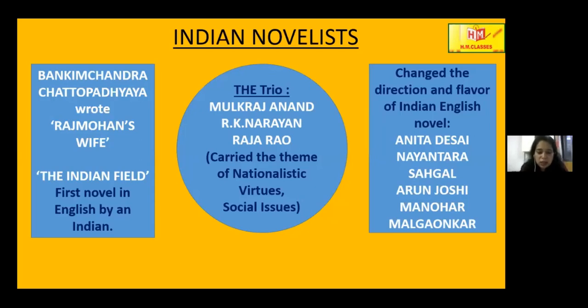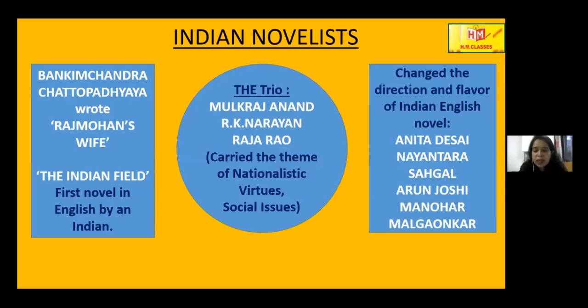So these three writers, whatever and whenever they wrote, had a basic theme of nationalism because that was what we were fighting for, our freedom. So most of the writers, whatever they wrote, carried the basic message of freedom or nationalism, or else it was social issues. Social issues meaning illiteracy or women empowerment. These were the social issues, or it could be independence as well.